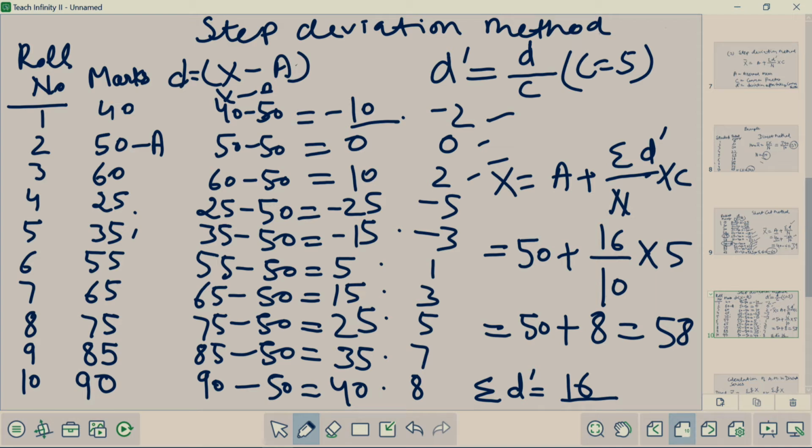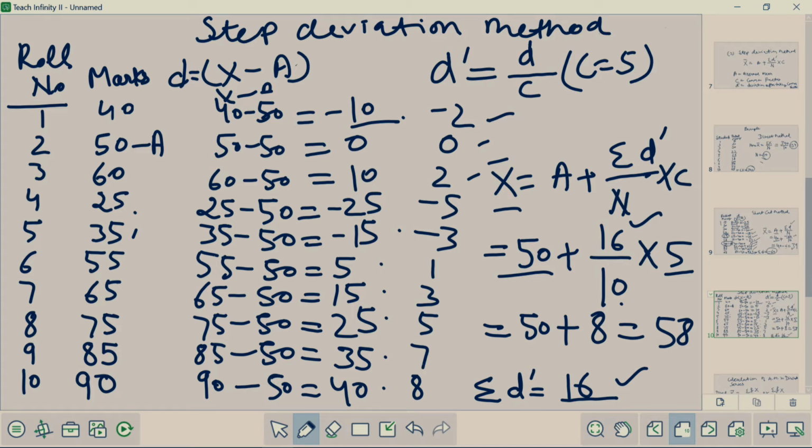So apply the formula, put all the values in the formula. What is the formula for the step deviation method? The formula is x bar is equal to a plus sigma d dash divided by n into c. Here we assumed 50 as our assumed mean. So 50 plus sigma d dash, that is 16, divided by 10 because the total number of students is 10, and the common factor is 5, into 5. Then 50 plus 8, this is 58.